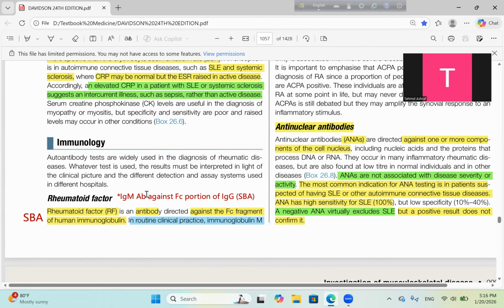So it is very important. It has appeared several times in different exams around the world, as a single best answer type of question. We have to remember this: rheumatoid factor is an antibody, rather an IgM type of antibody, which is produced against the Fc portion of immunoglobulin IgG.